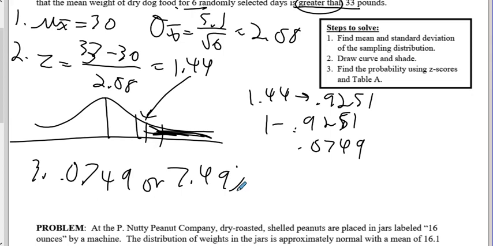So in other words, there's about a 7.5% chance it's going to be greater than 33 pounds. That's it. That's all we're doing. So numbers 5 and 6 in your homework are going to be just like this. Number 1 comes from the first page we just did. Number 2 and 3 we've done before.